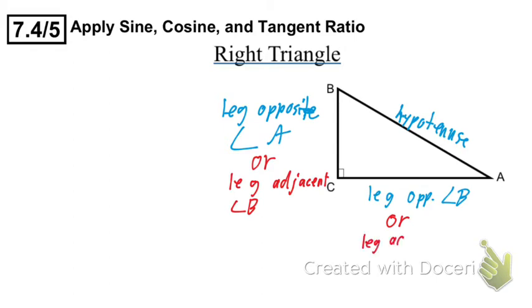Very good. The leg adjacent, I could shorten adjacent to ADJ. Leg adjacent to angle A. Once again, I could also say angle C, but that wouldn't help us at all. For leg adjacent to angle C, we might as well just say legs, because they're both adjacent to the right angle. So we can call it the leg opposite an angle or the leg adjacent to an angle. Make sure you have all these written in here.